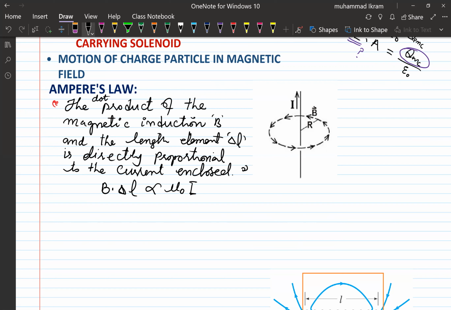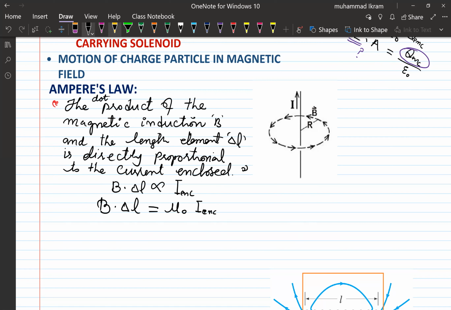Or we can say that, my God, I'm so sorry, class, what I'm doing, I don't know. That is, B dot delta L is directly proportional to the current enclosed by the circuit. Or B dot delta L equals mu naught times the current enclosed by the circuit.